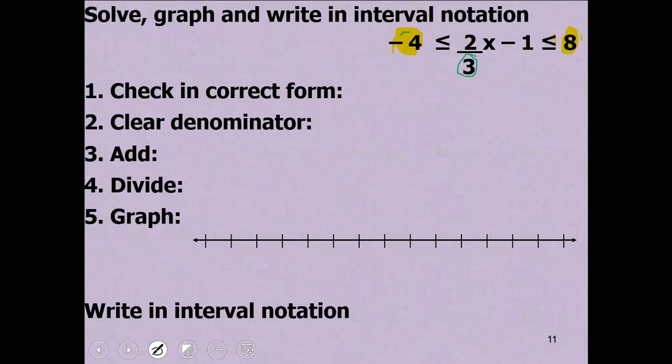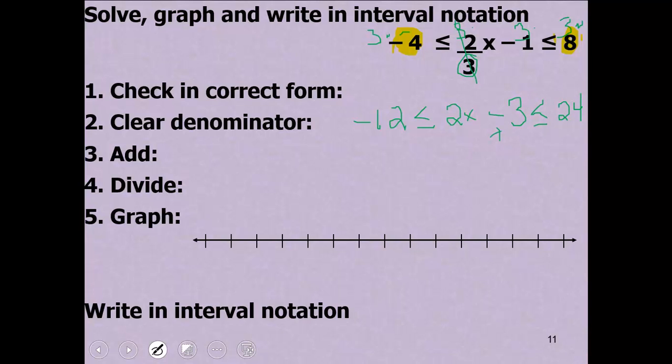Multiplying by a 3, I'm just going to get rid of it from the get-go. So I'm going to multiply by 3, 3. Now watch, 3 and 3. I'm multiplying each thing by 3. The reason I have to do this -1 here is because I don't have any grouping symbols to offset that. So I have to multiply every single term by 3. So I get -12 is less than or equal to 2x, because these cancel, minus 3, which is less than or equal to 24.